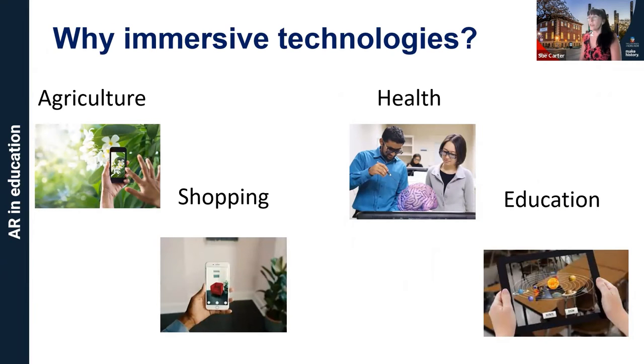Now, why immersive technologies? Obviously, these are starting to get out there in our social world and in our real world. So, for instance, in the area of agriculture, people are starting to use different apps in order to look at different agricultural things. They're looking at bugs and at how they affect crops. They're looking at identification of different animals and how they can enhance our crops for our future food bowl. Shopping is a very popular one now, where you can try on clothes through an augmented reality app. You may have seen IKEA, where you can actually bring furniture into your home and see what it looks like as well.